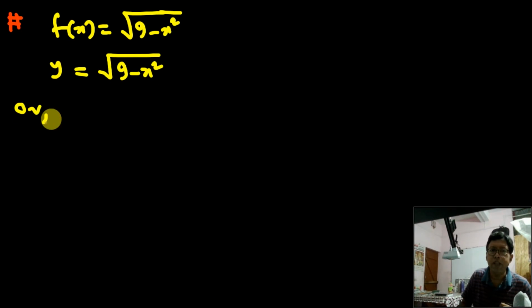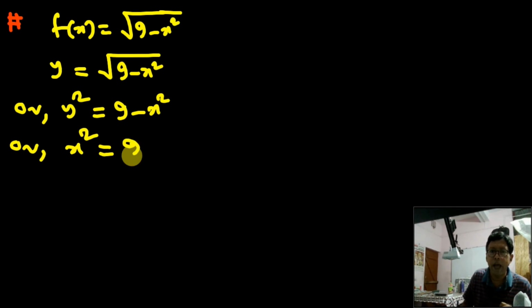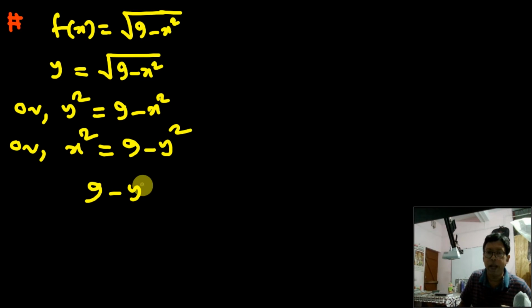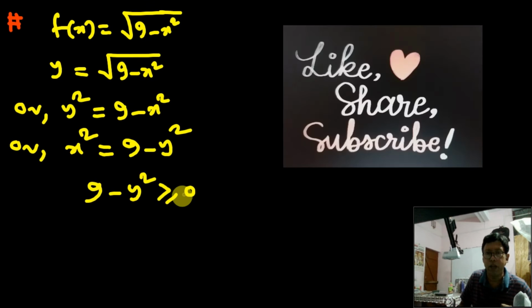Now square this one. y² is equal to 9 minus x². So we get x² is equal to 9 minus y². Now the left side is positive, so the right side should also be greater than or equal to 0. 9 minus y² is greater than or equal to 0.